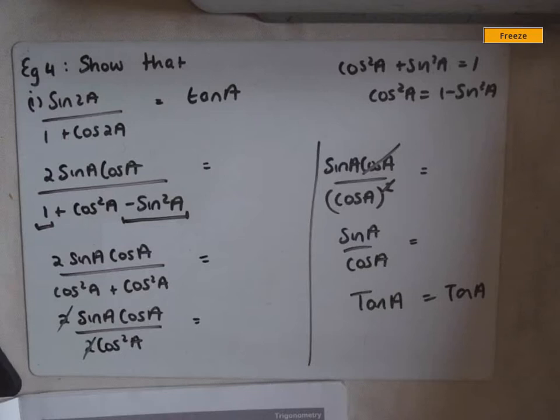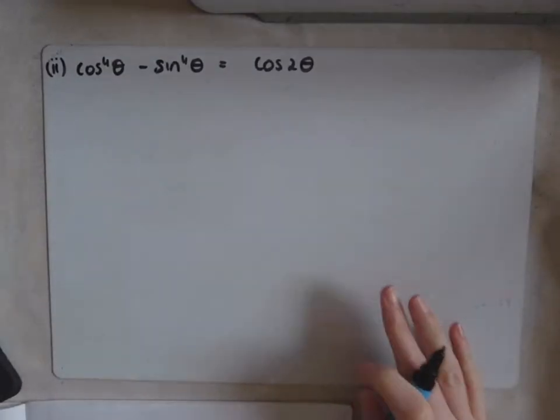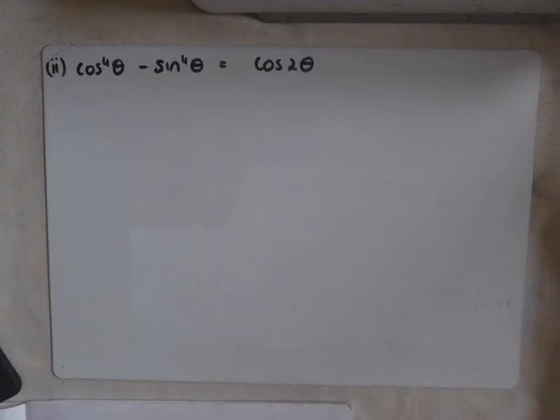Can I get rid of the board? Yeah. Okay. Show that cos theta to the power 4 minus sine theta to the power 4 is cos of 2 theta.